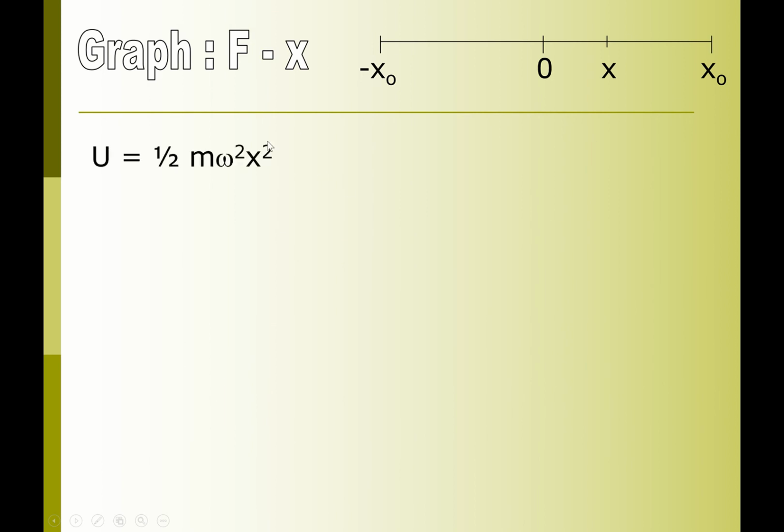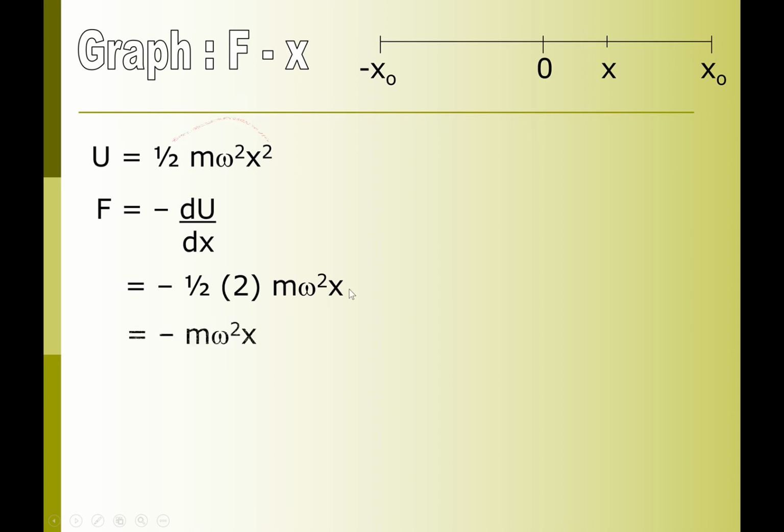For the graph F against x, we use the relationship between force F and the potential energy U. Potential energy U is half m omega squared x squared, and F equals negative dU by dx. So we substitute this into U here and use the differentiation rule for F. We get 2 times half is 1, then m omega squared x to the power of 1, because the power 2 minus 1 becomes 1. So we get F equals negative m omega squared x.